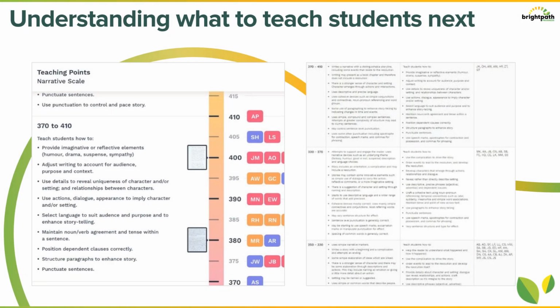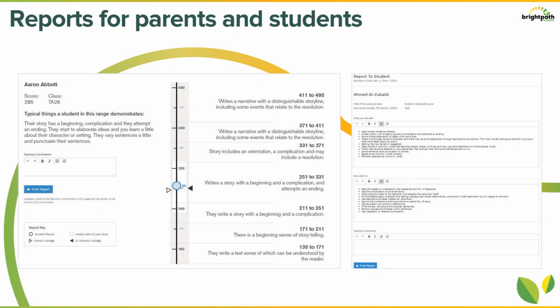We then bring to the fore the next steps teaching. We provide detailed information about what students need to learn next, and we provide it in ways that make it easy for teachers to use the information for their next lesson. We have reports for parents and reports for students, and we also have a range of reports to help you look at whole school data and to compare your school's performance with that of other schools.